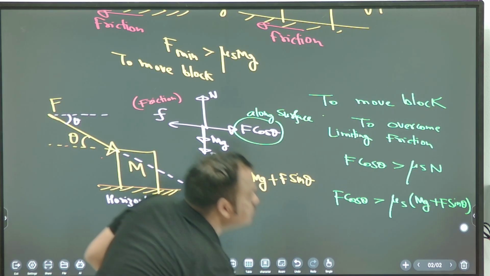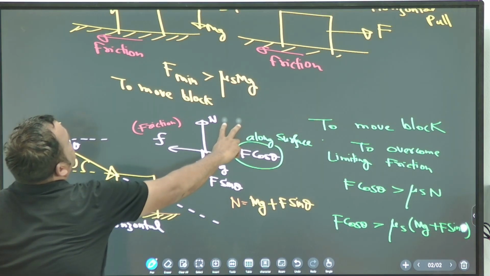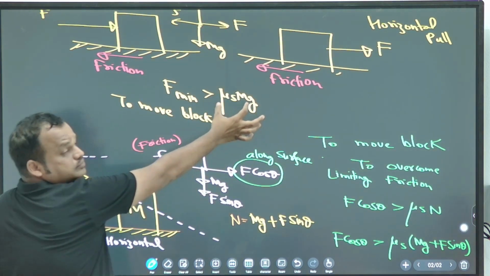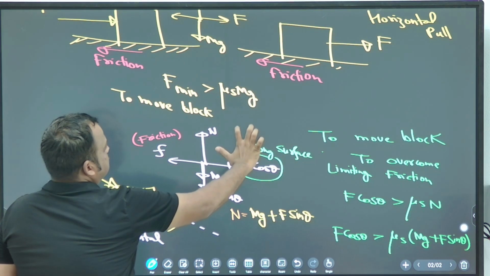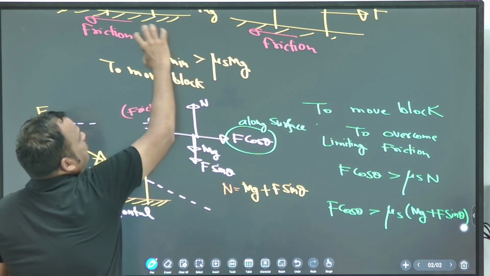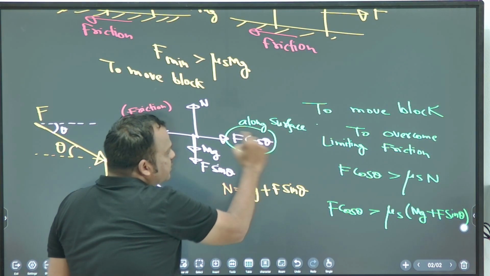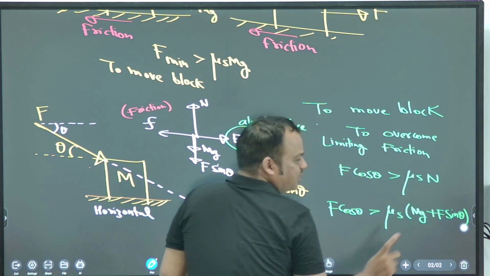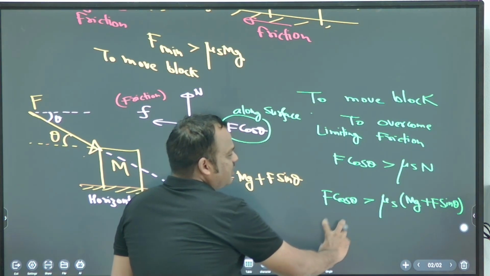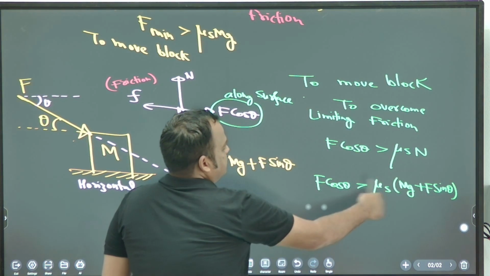When you exert a horizontal force, what force do you have to overcome? Mu s mg. So the minimum force you have to apply is mu s mg. Now f cos theta should be more than mu s mg plus f sin theta. Are you getting? Now find the f value.